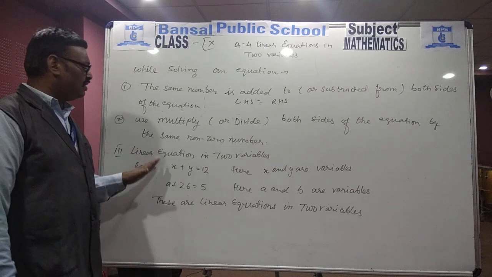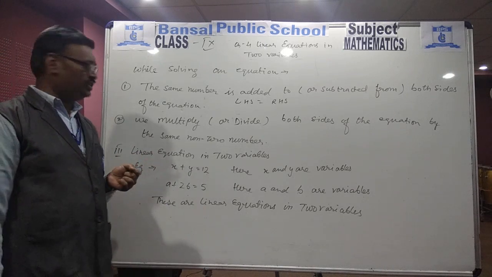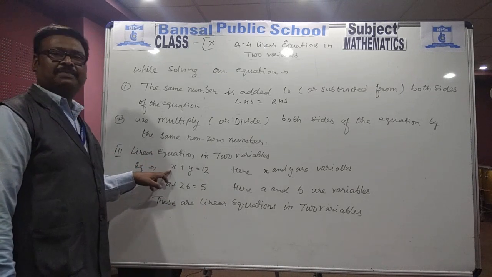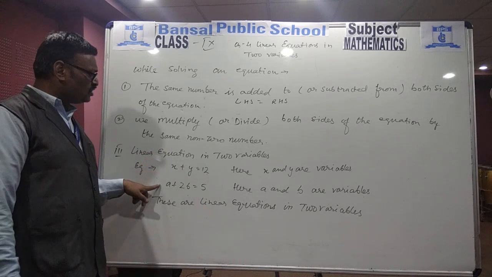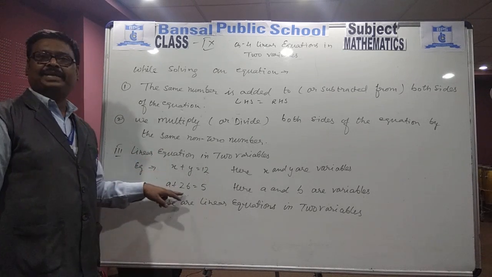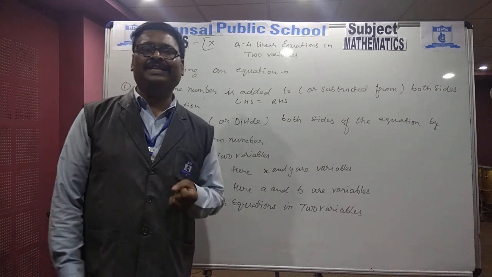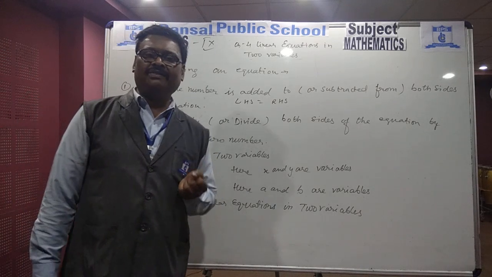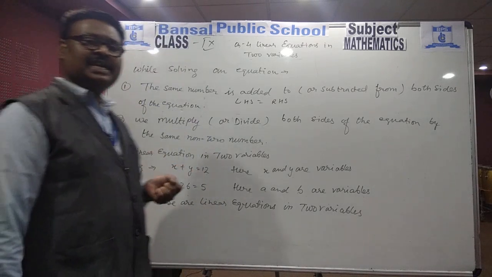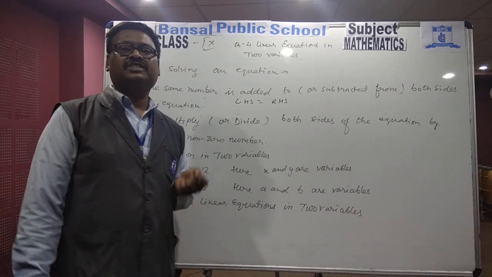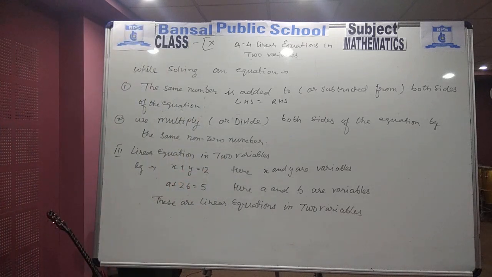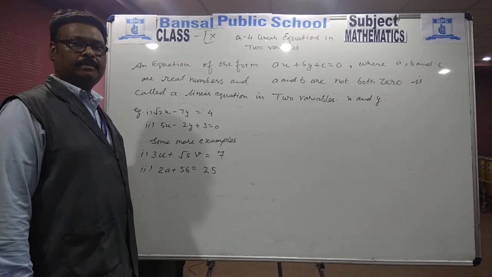So when you look, how many variables did you find in these equations? x plus y, two variables, x and y. a plus 2b, two variables, a and b. So these types of equations are known as linear equations in two variables. Now we will learn how to solve these types of equations and their standard form.